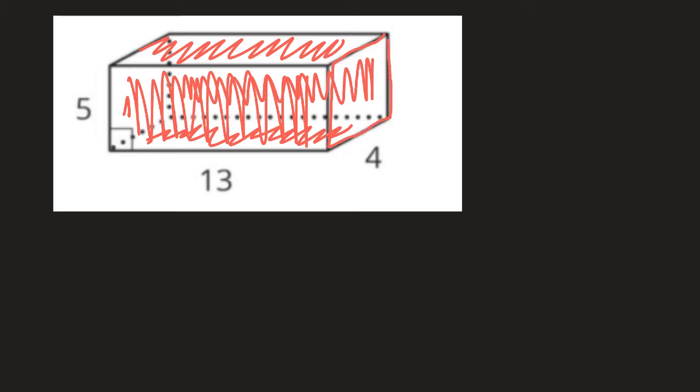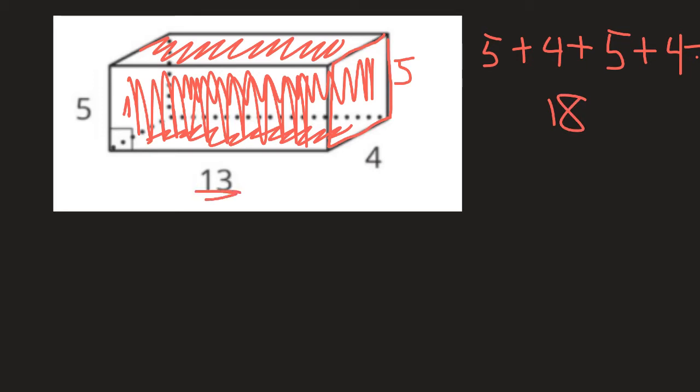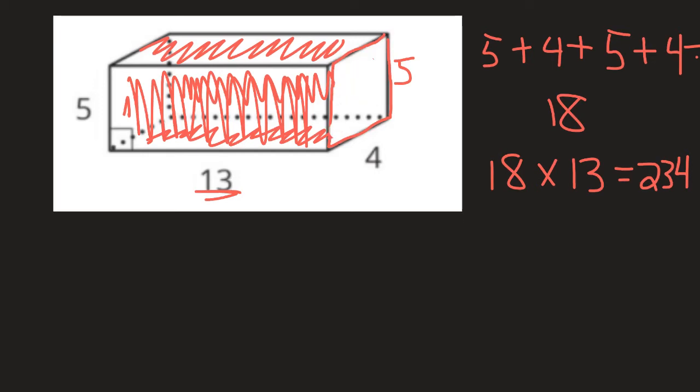Now I'm using this as the base. You could have used something else, but we have 5 plus 4 plus 5 again plus 4. It's a rectangle. When you add all those up, you end up with 18. We multiply that by the height of the prism. 18 times 13 gives you 234 units squared. Okay, so that covers the parts around these with the red.